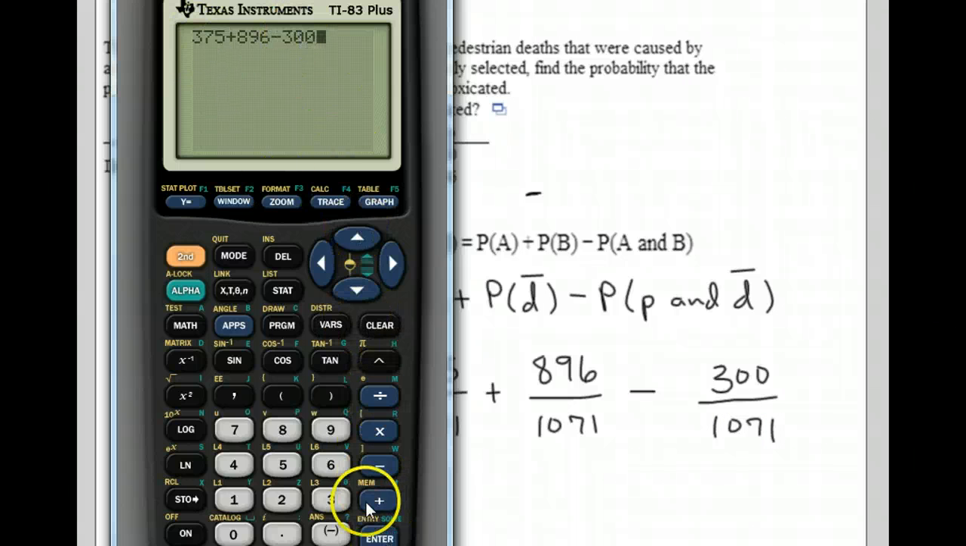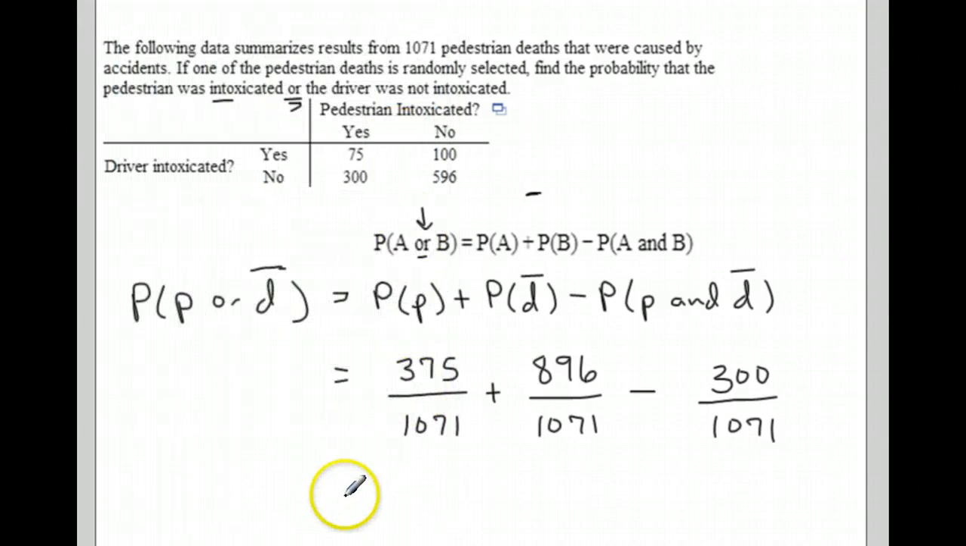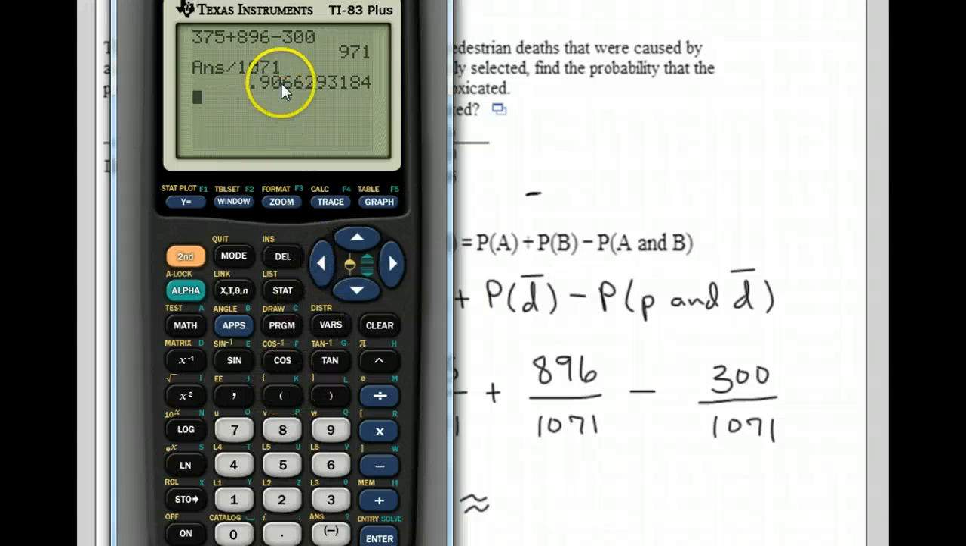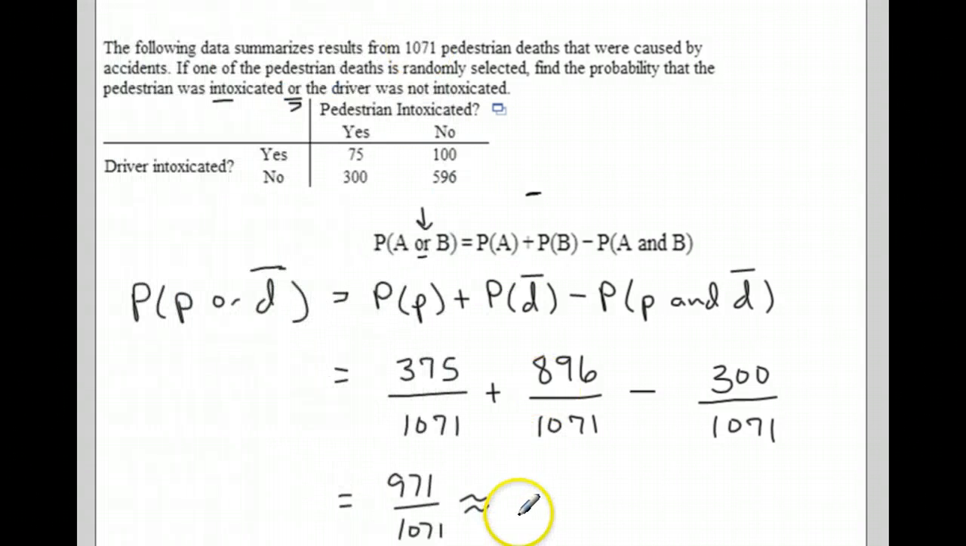Then if I add those and subtract, these are just the numerators since the denominator is common. That's 971 over 1071. If I divide that by 1071, I get 0.9066. So 971 over 1071, which is approximately, to 3 decimal places, 0.907. So that's how we use this OR rule, especially from a table.